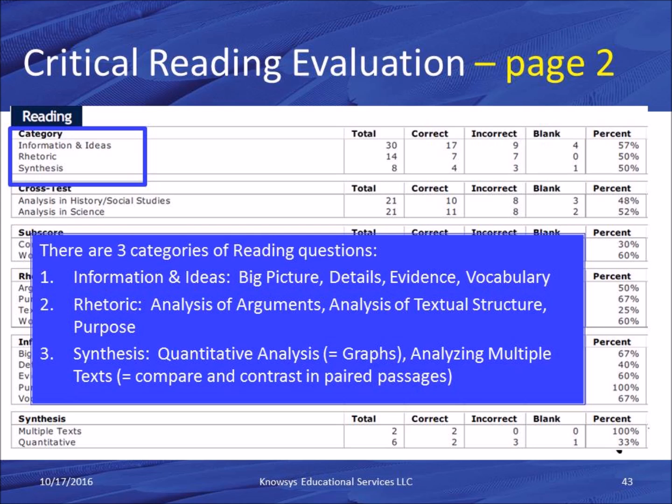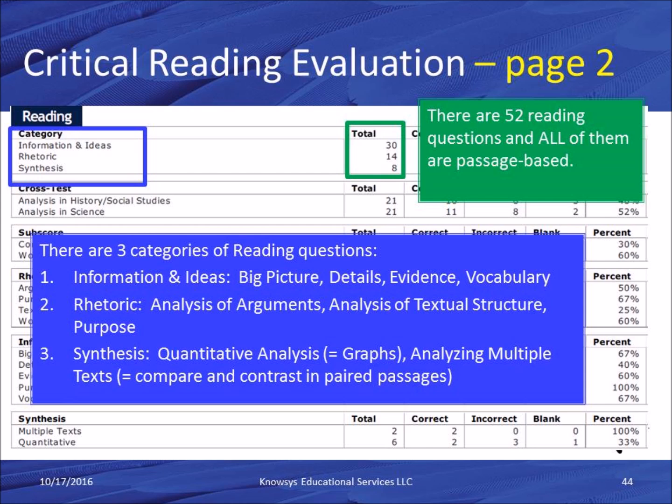Then rhetoric, which is analysis of arguments or the textual structure or the author's purpose. And then synthesis, and there are 2 types of questions that come under synthesis. There's quantitative analysis, which is where you have to answer questions related to a graph in the passage. And then there's analyzing multiple texts. So that's when they've got the paired passages, author 1, author 2, and you have to compare and contrast perspectives of those authors.